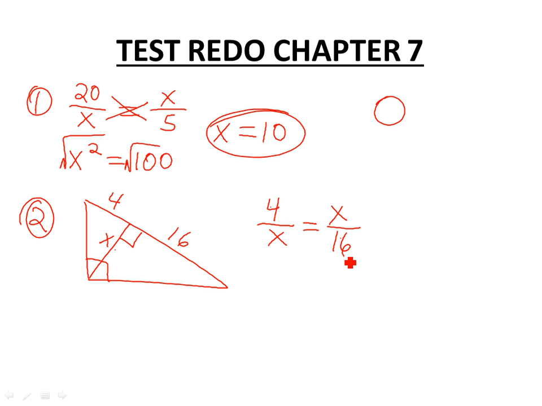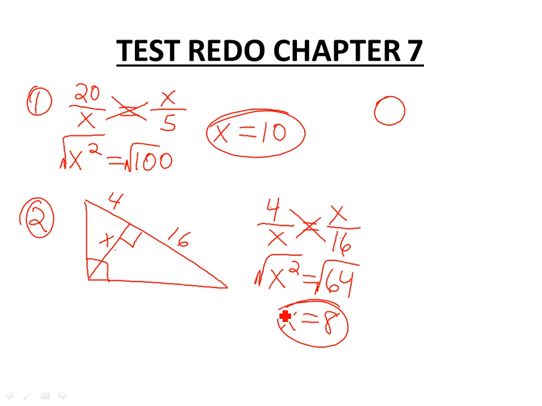We don't have to add them together, any of that. That's only when you're doing the leg. We cross multiply, you end up with x squared equals 64. Take the square root, x equals 8. So that's answer number 2. I'm going to go through these sort of real quickly, because I don't want you to have to sit and watch this video for a real long time.